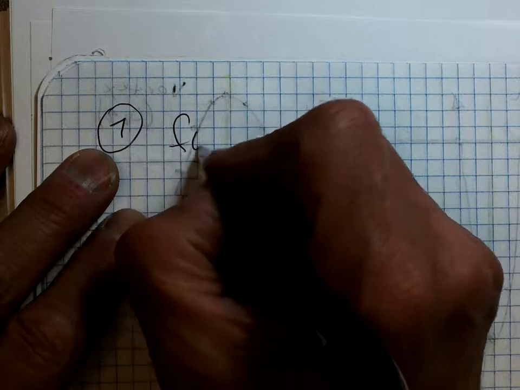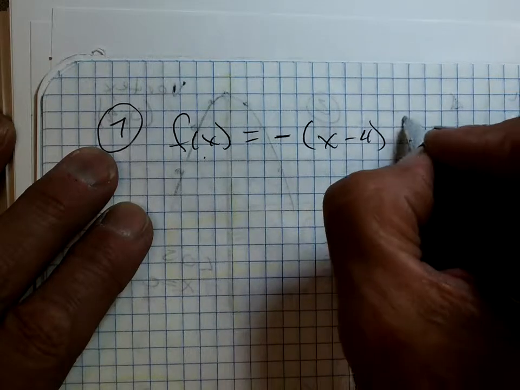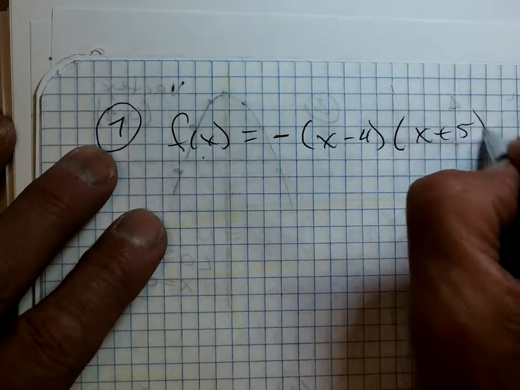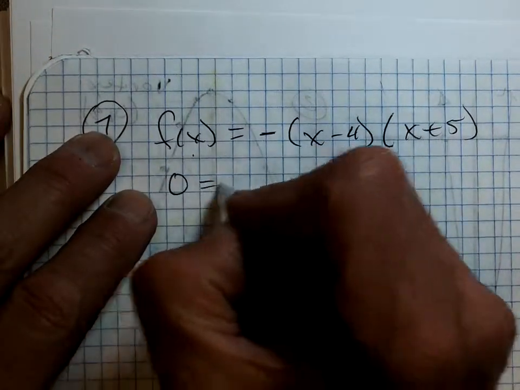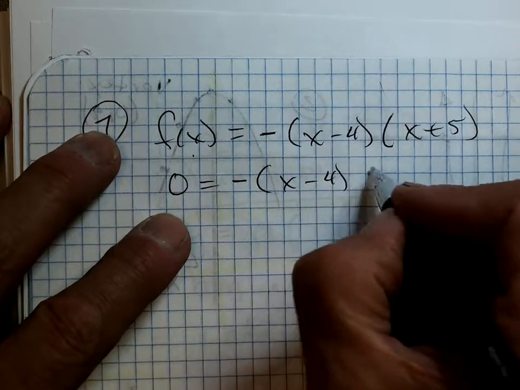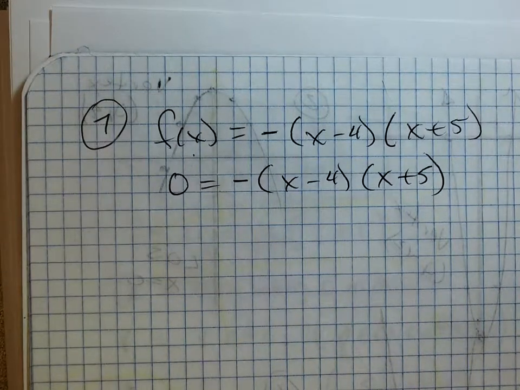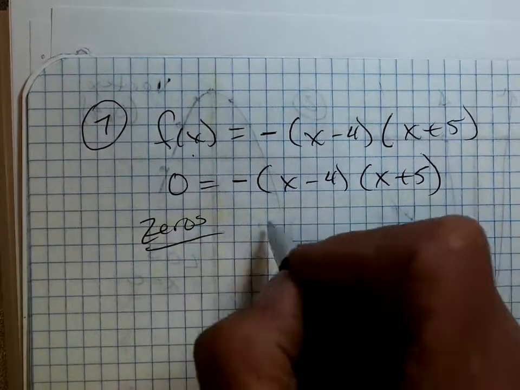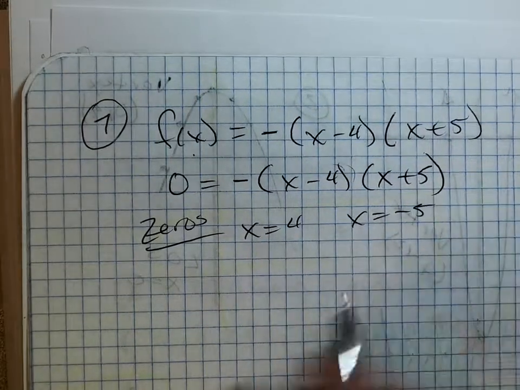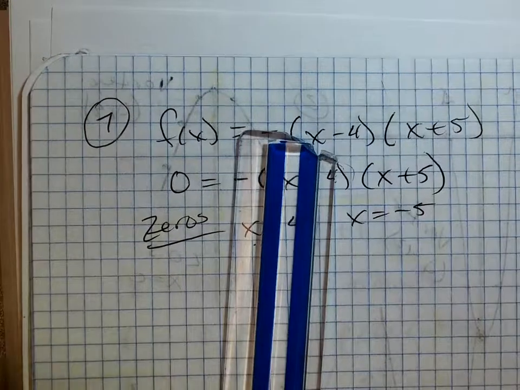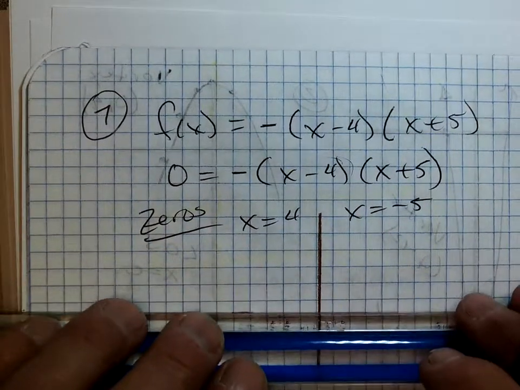So I've got f of x equals negative, I've got an x minus 4, and I have an x plus 5. Now right off the bat, I already have many equations. So if I set it equal to 0, then what I already know is that the zeros are at x equals 4, because it's the opposite of the mini equation, and x equals negative 5 from the mini equation. So I'm going to graph those right off the bat.